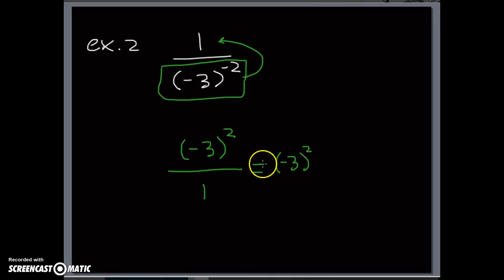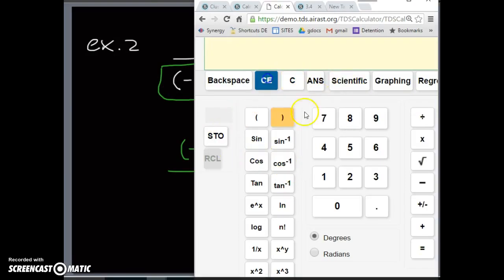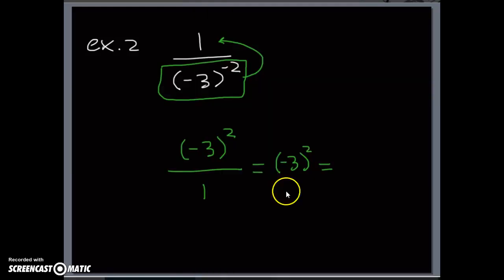So my expression written with a positive exponent looks like this. Now I can go ahead and simplify this. Negative 3 times negative 3 is a positive 9.